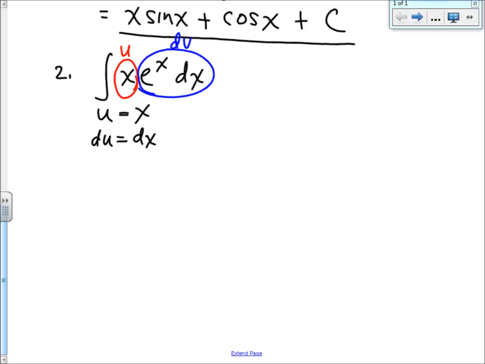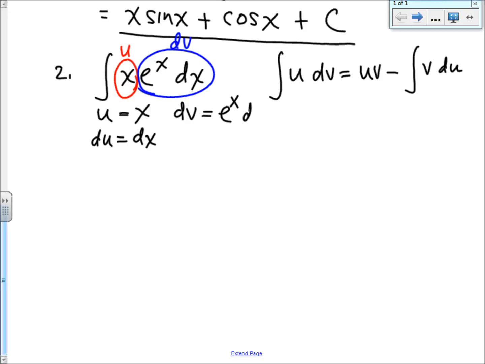Okay, you're going to have two parts. You're going to have a u and a dv, because remember the rule over here is the integral of u dv, which is equal to uv minus the integral of v du. It sounds kind of nasty, but anyhow. Okay? All right, so dv is going to be this blue part there. So that'll be e to the x dx.